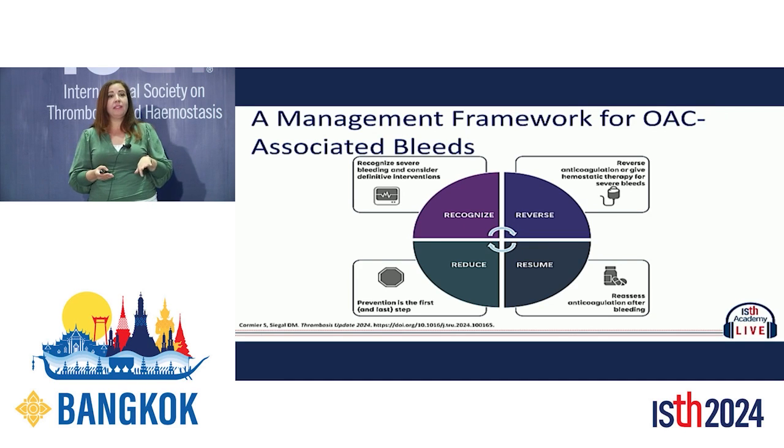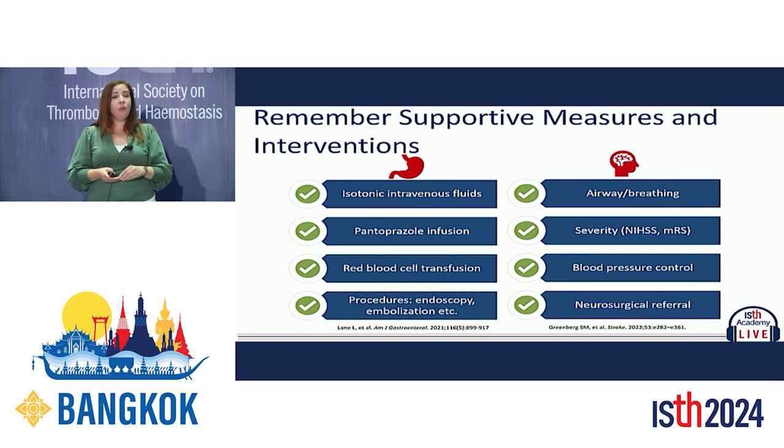Finally, we're thinking about reassessing anticoagulation after bleeding, and this is a complicated and individualized thing to do. And then prevention, which I think of as the first step, but it is also the last step. At the end of the day, we want to try to avoid bleeds in the first place. If we have one, we certainly want to avoid another one from happening. It's important to institute supportive measures right away.